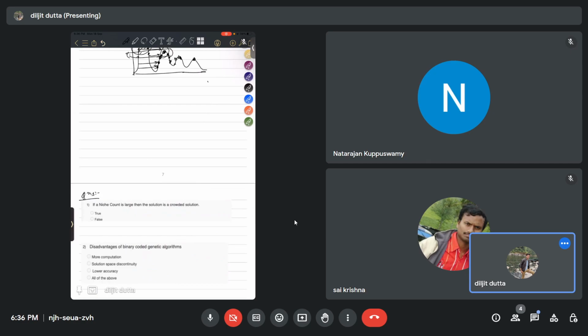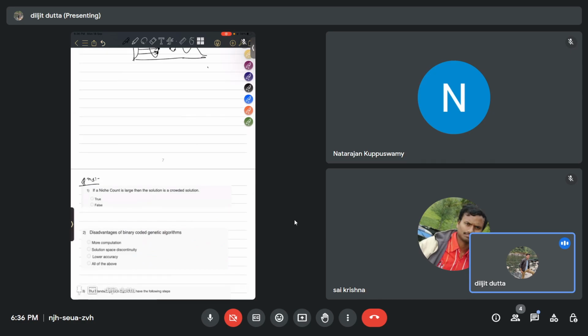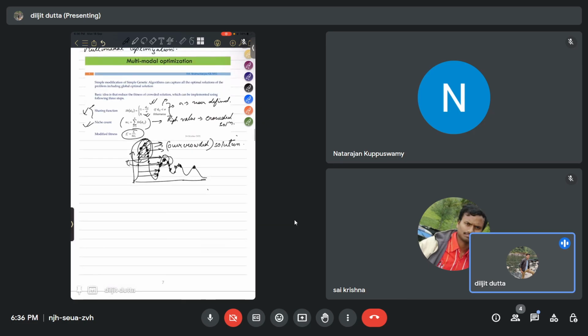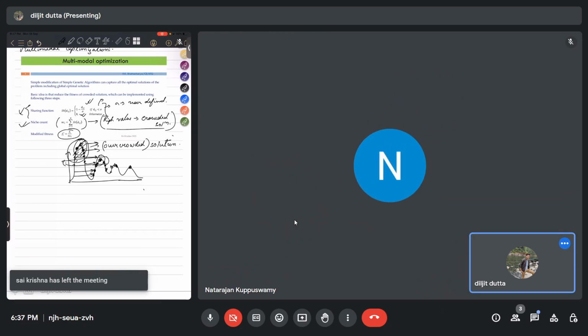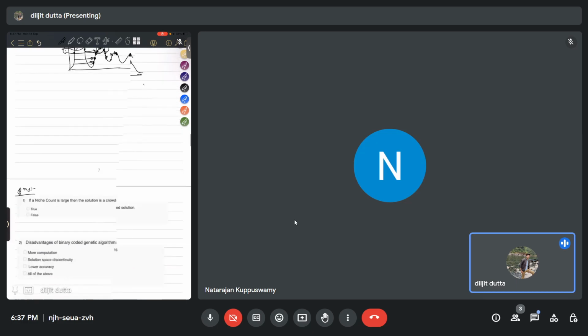Let us solve some conceptual problems first, then we'll solve the numerical. So the first question is, if the niche count is large, then the solution is a crowded solution. Yeah, this is true. If the niche count is large, we'll have a crowded solution. It means the sharing function values are large and all the solutions are nearby to each other. So in that case, we are saying that this is a crowded solution.